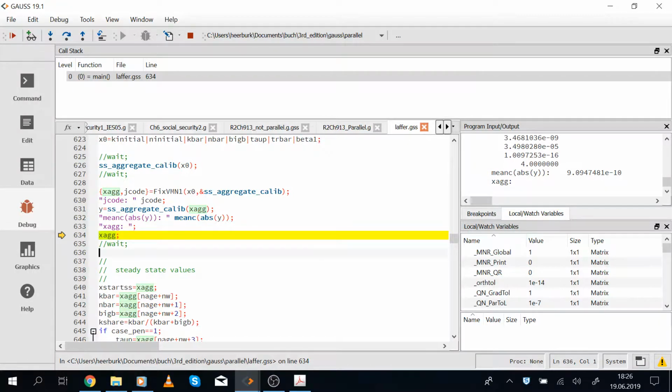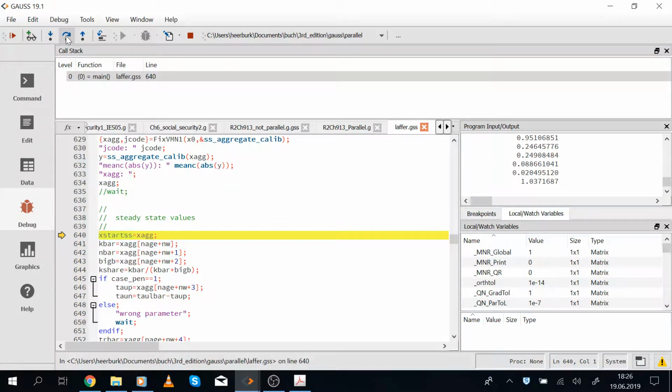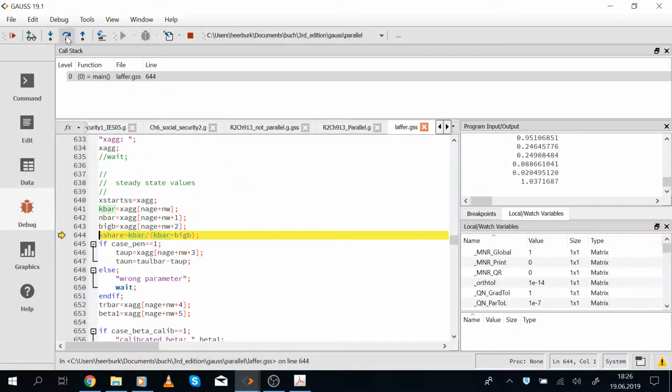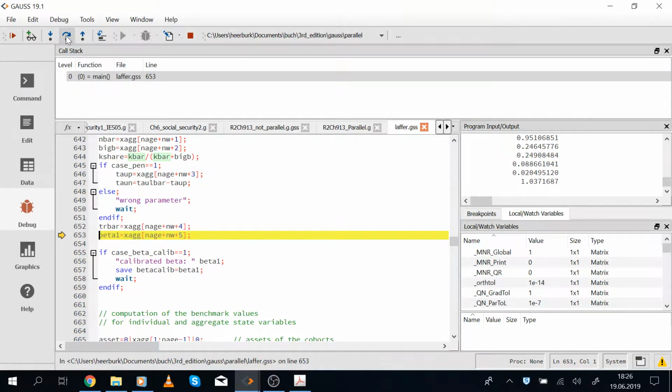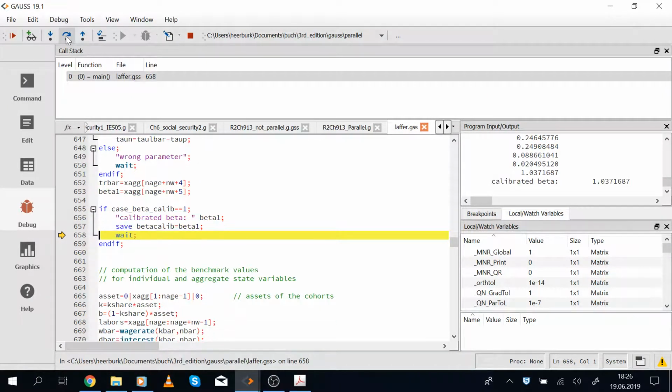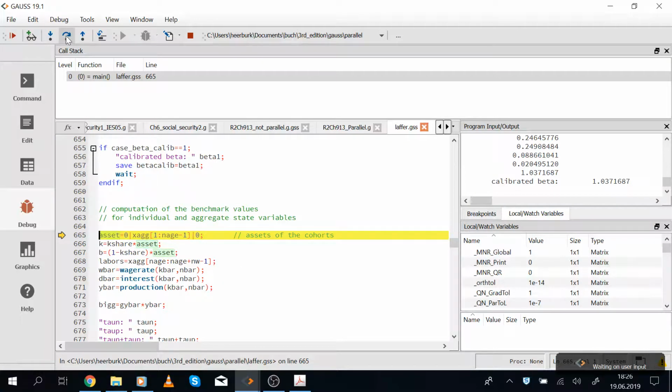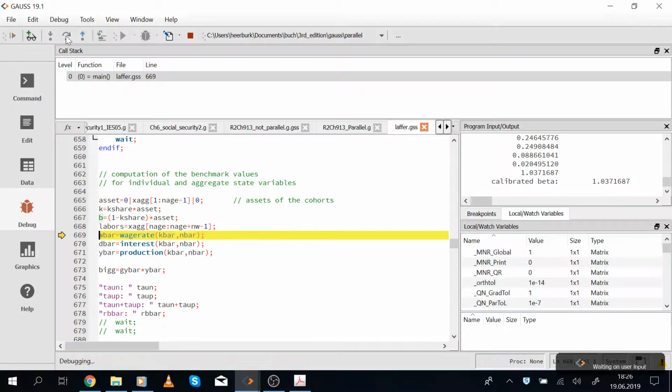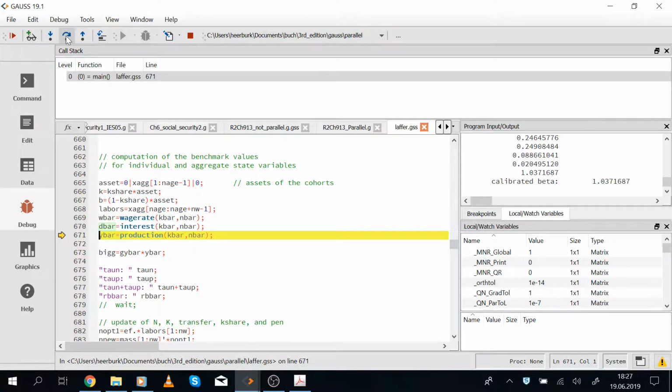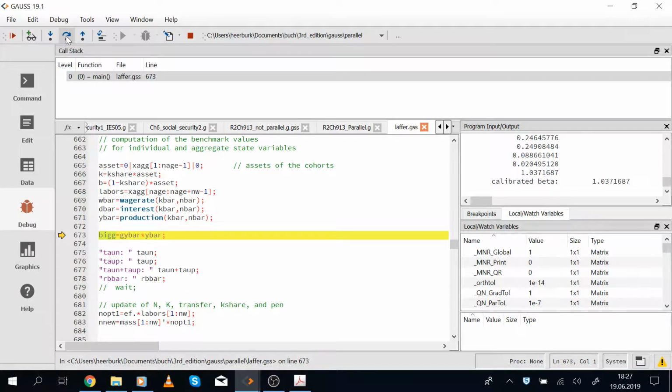So we store these values and save the value for bidder in the variable bidder calib, and our aggregate and individual policy variables here. Our aggregate government consumption is in the variable big G, and we keep it constant through the rest of the computation when we compute the Laffer curve.